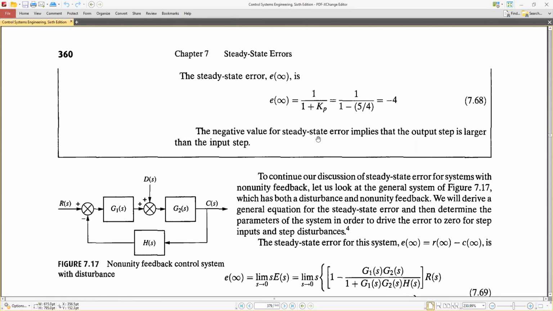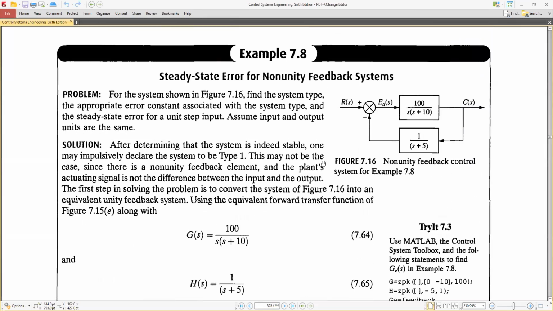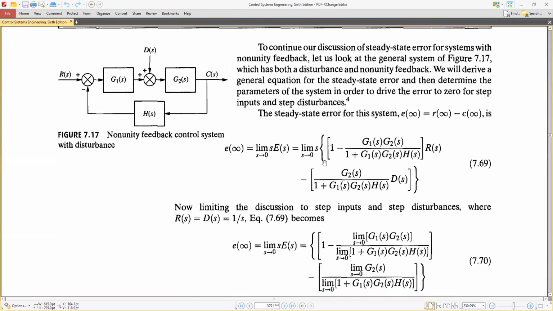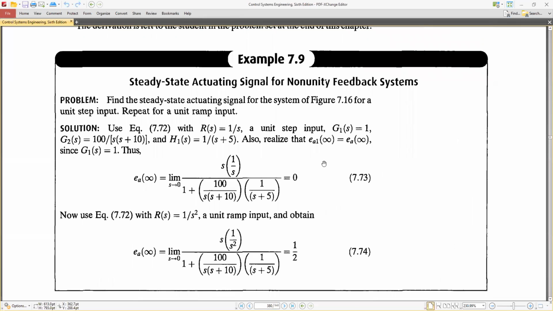A negative value for steady state error implies that the output step is larger than the input step. So the output is larger than the input. That is the negative meaning. So check this problem also, which is problem 7.8.